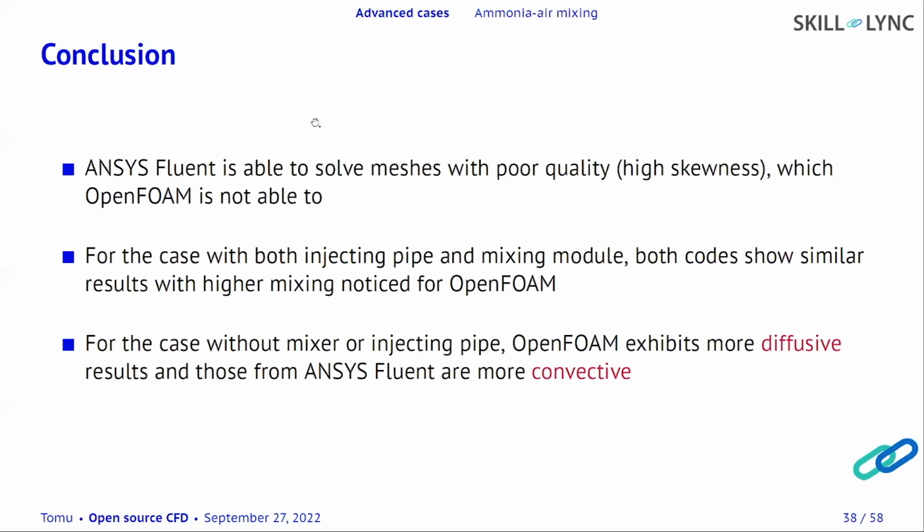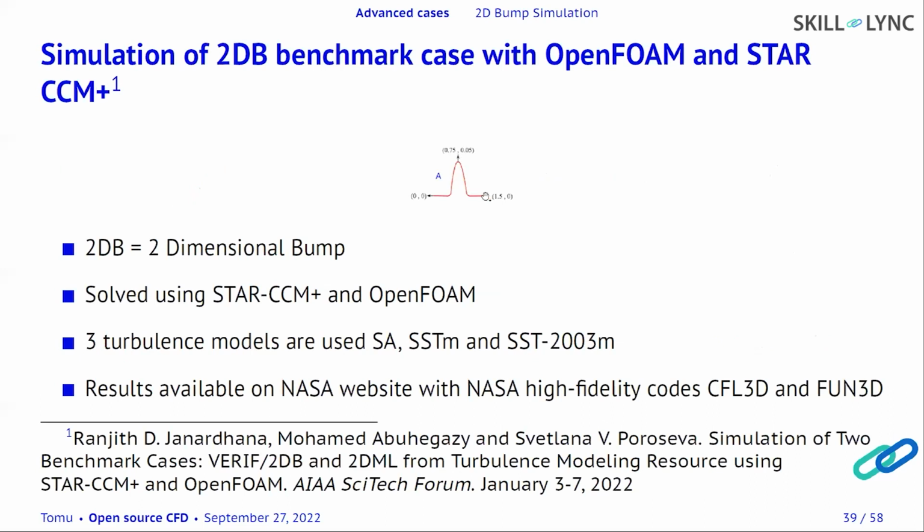Now, this is a 2DB benchmark case. 2DB means a two-dimensional bump. You can see the bump diagram in the middle. Here the authors have simulated the flow of air over this bump and compared the results with OpenFOAM and Star-CCM+. In order to validate the results, they compared them with NASA results. NASA has already published results using their own solvers, CFL3D and FUN3D.